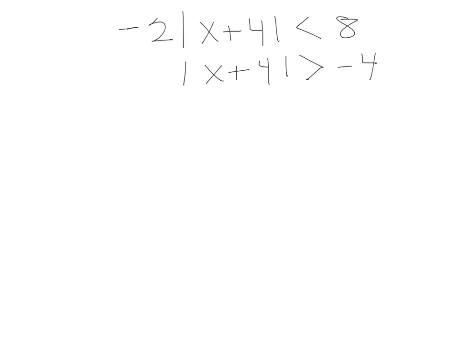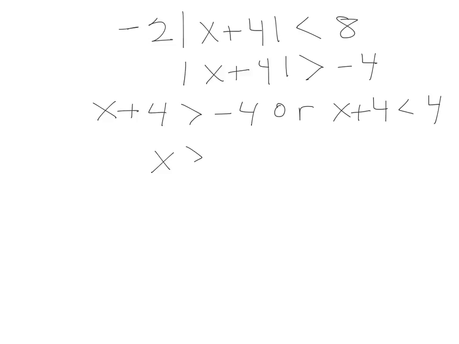One more example. Let's suppose you have negative 2, absolute value of x plus 4 is less than 8. Divide both sides by negative 2. We get x plus 4 is greater than negative 4. We have a greater than problem, so I'm going to split it. The original first, x plus 4 is greater than negative 4. Or switch, switch for greater than, so I have x plus 4 is less than positive 4. Subtract 4 from each side, you get x is greater than negative 8. Or subtract 4 from both sides, x is less than 0.